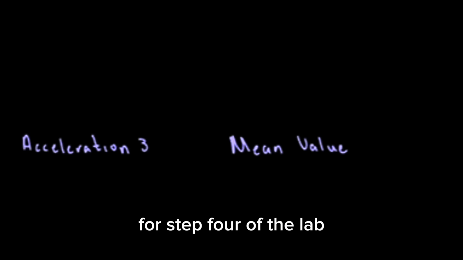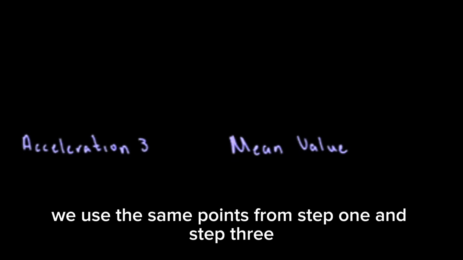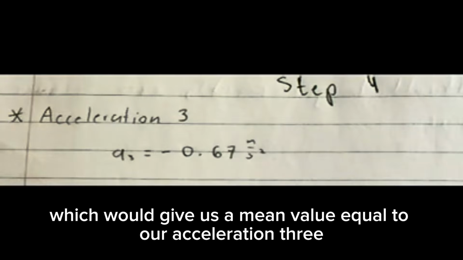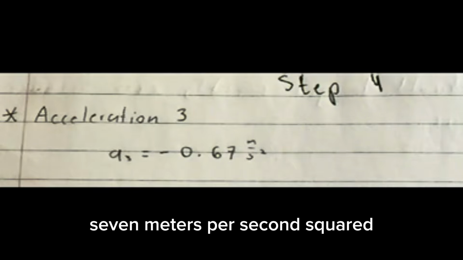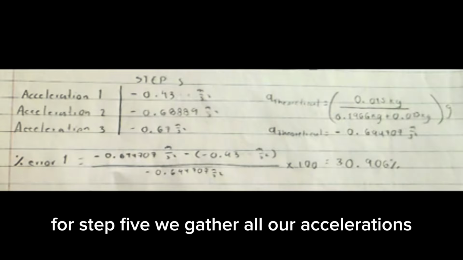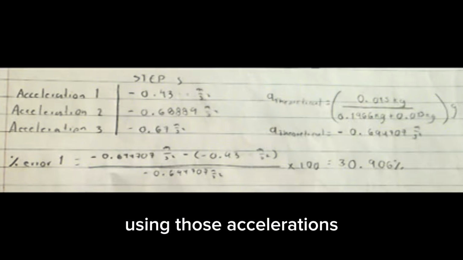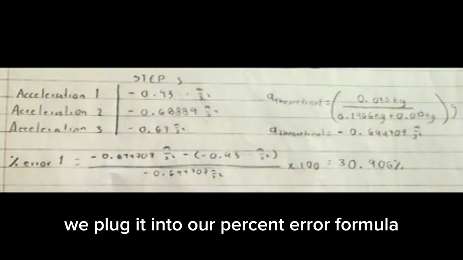For step 4 of the lab, we use the same points from step 1 and step 3, which would give us a mean value equal to our acceleration 3. Our acceleration 3 is equal to negative 0.67 meters per second squared. For step 5, we gather all our accelerations. Using those accelerations, we plug it into our percent error formula.